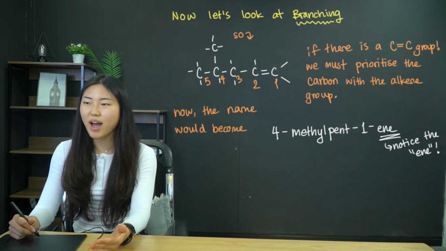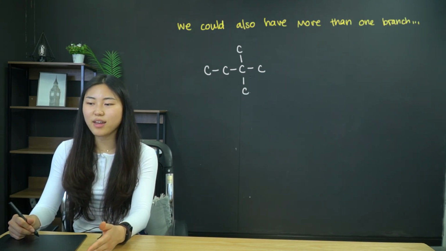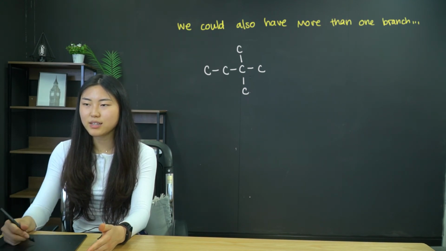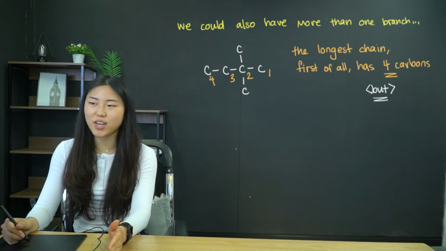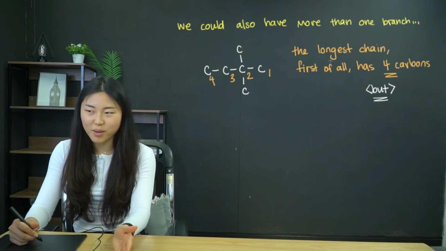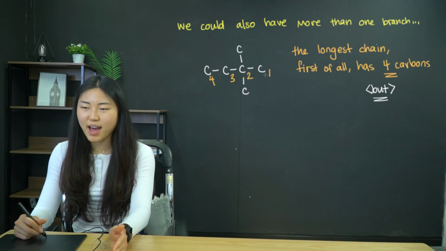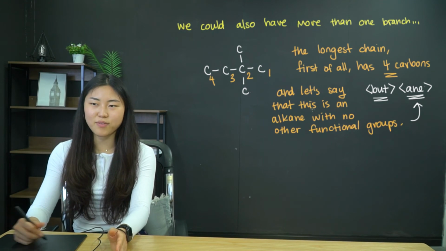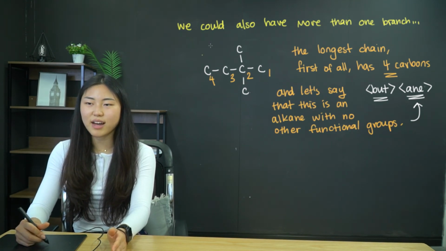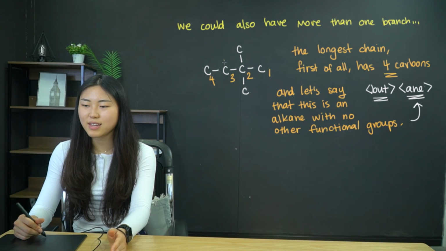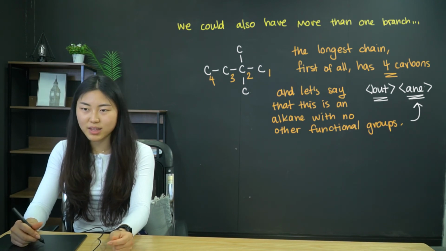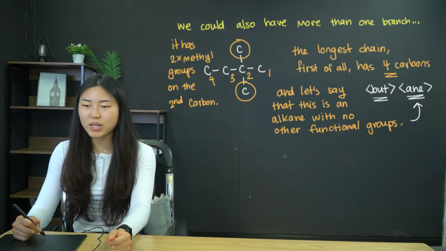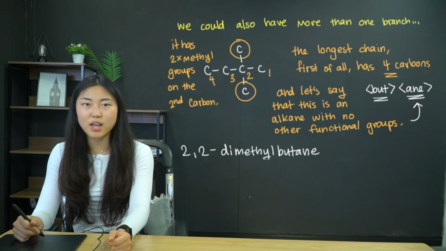We could also have more than 1 branch. So if you look at this molecule, first of all, you need to identify the longest chain, with 4 carbons. So we know that it's but, and let's say that this is an alkane with no other functional group. So all the hydrogens are just attached to all the carbons. And it has 2 methyl groups on the second carbon, as you can see. So therefore, we name it 2,2-dimethylbutane, okay?